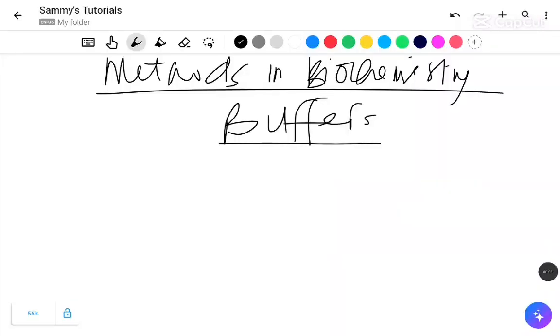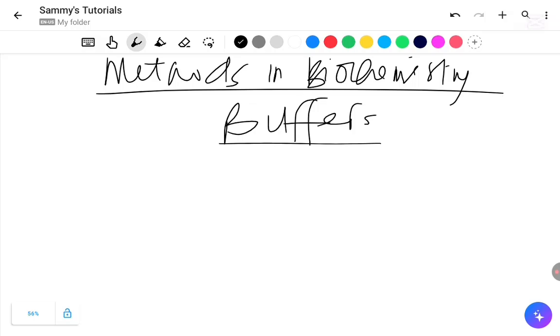So, good morning, metabolites. Today we are going to look at the topic buffers under methods in biochemistry. Okay, without wasting much time, let's dive into what buffers are and their classifications and their components.